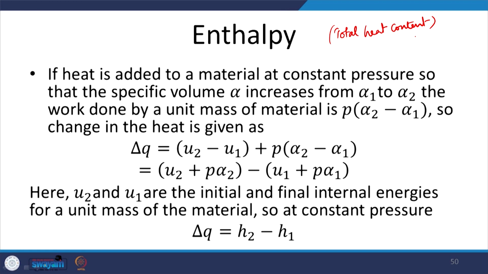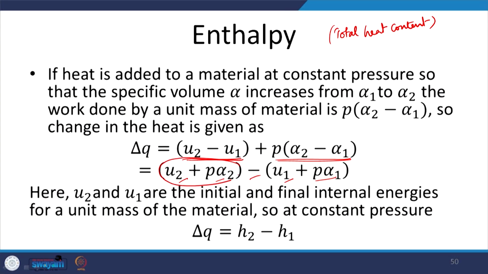So, the heat that is given, delta Q, can be written as the change in the internal energy, U2 minus U1, plus the amount of work done. If you rearrange this equation, delta Q is (U2 plus P alpha 2) minus (U1 plus P alpha 1), where U2 and U1 are the final and the initial internal energies of the system.